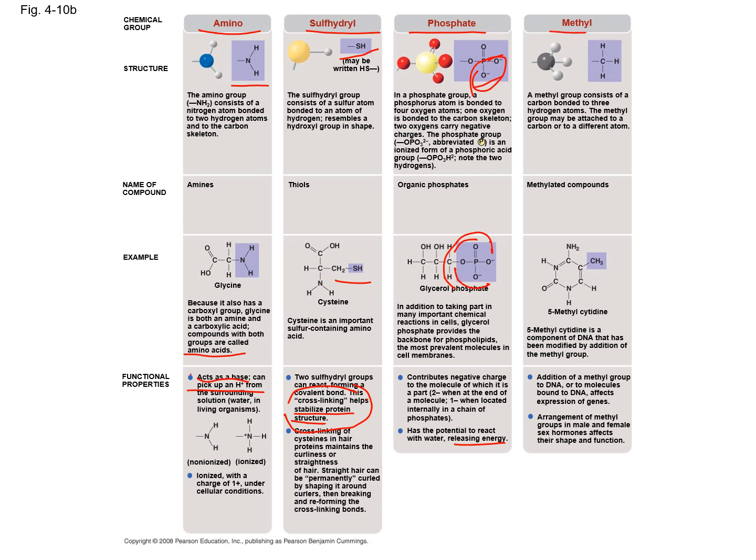The last group is the methyl group. Methyl is 1 carbon bound to 3 hydrogens, and the methyl group is really important to DNA. So you can find methyl groups attached to certain DNA molecules, and that affects the expression of genes. Basically, it stops the expression of certain genes, it turns them off. And also the methyl groups can be related to sex hormones, and it can affect their shape and function.